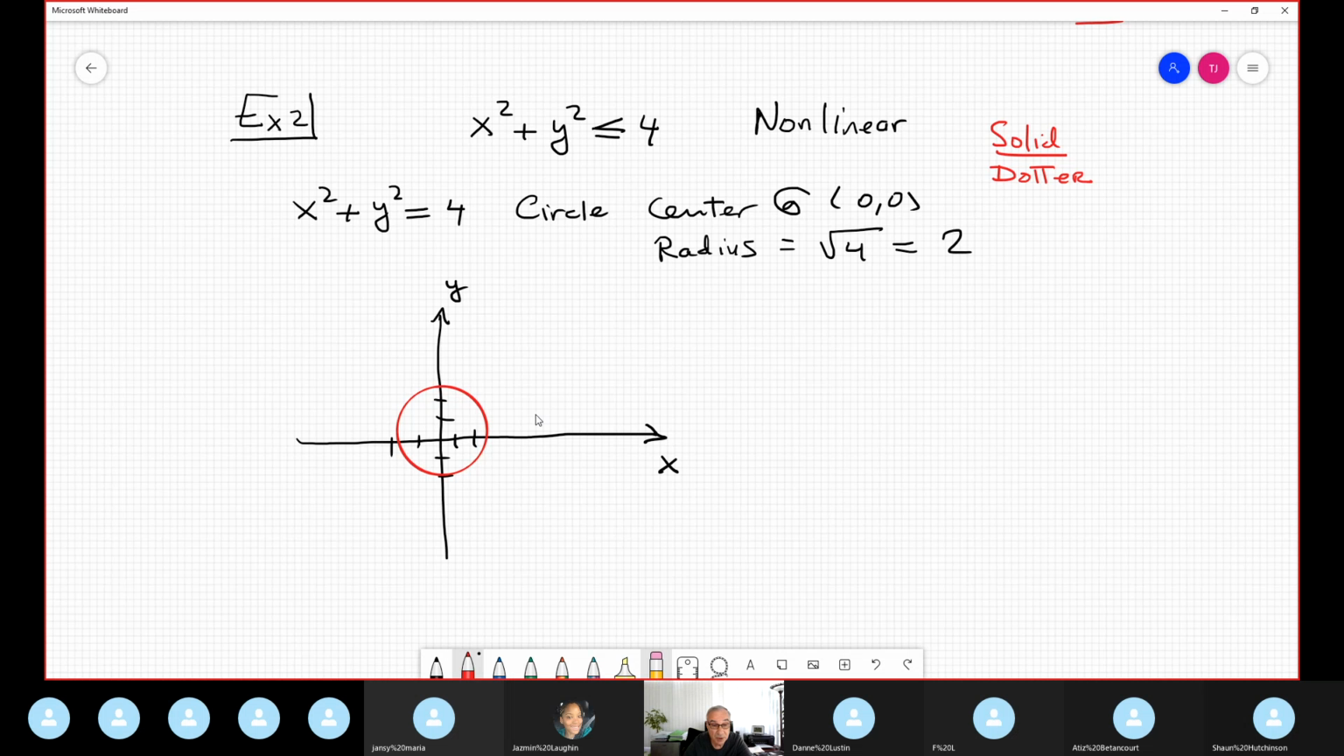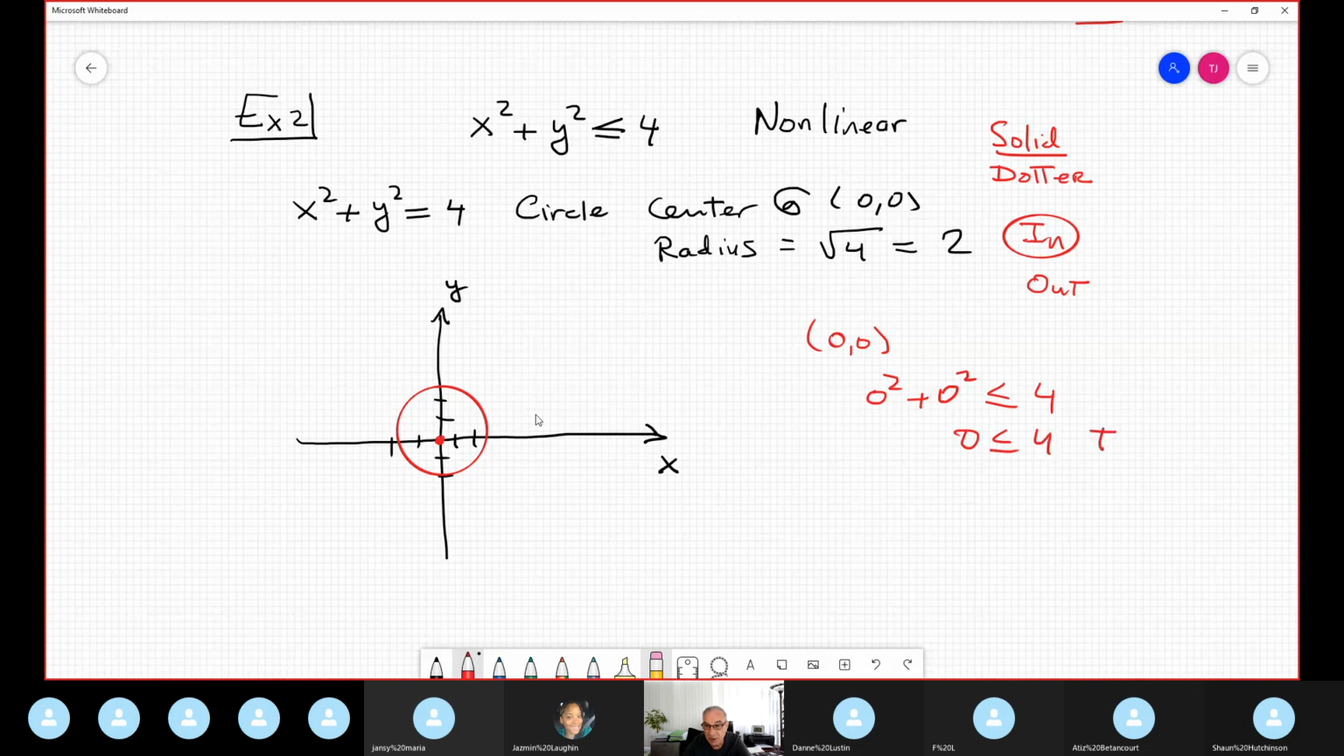Si es no equal, entonces es dotted circle. Ahora, the problem is inside or outside? In or out? Es obvio que es inside. And one fantastic way of verification is using the testing point, que es the origin 0,0. So you plug in the origin: 0 squared plus 0 squared is less than or equal to 4, 0 is less than or equal to 4. This statement again is true.